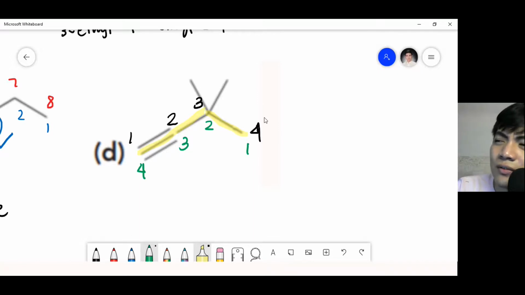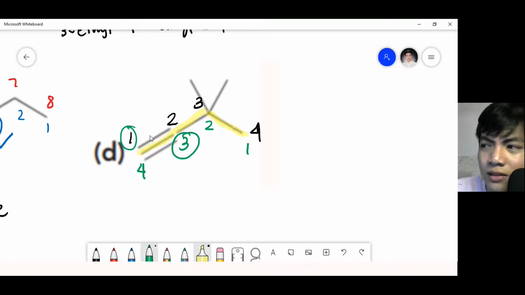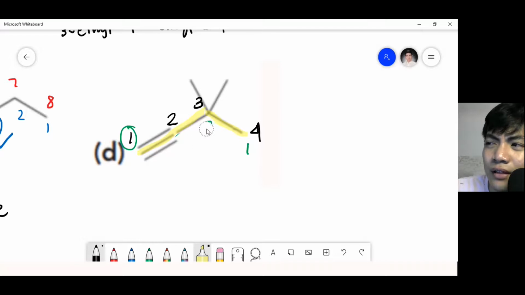If you count from left to right, your triple bond will start at carbon number 1, while if you count from right to left, your triple bond will start at carbon number 3. So the obvious preference is the left to right numbering because 1 is lower than 3. So we will use the left to right numbering.